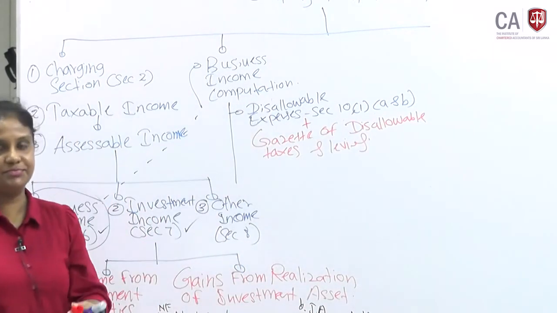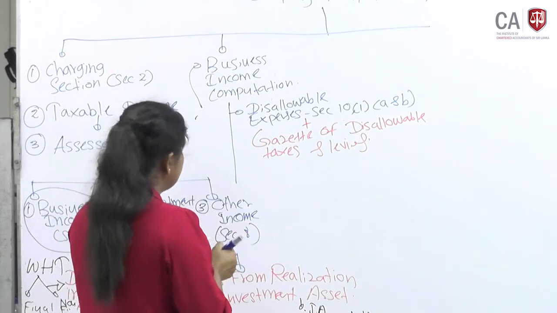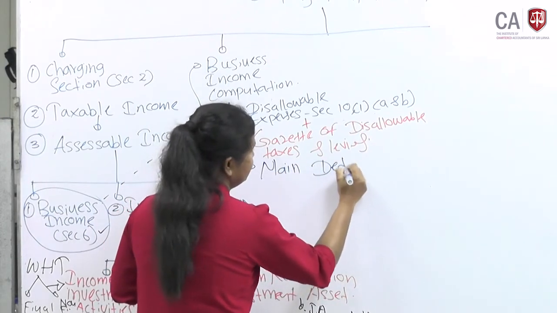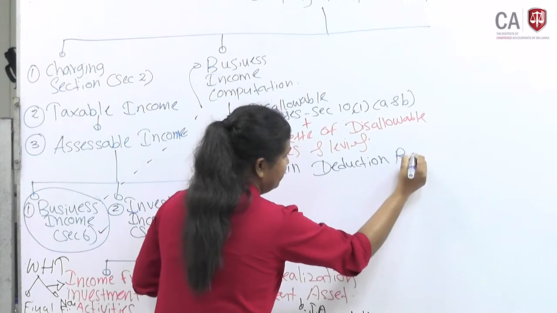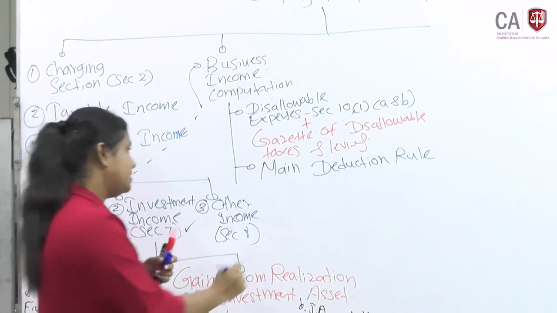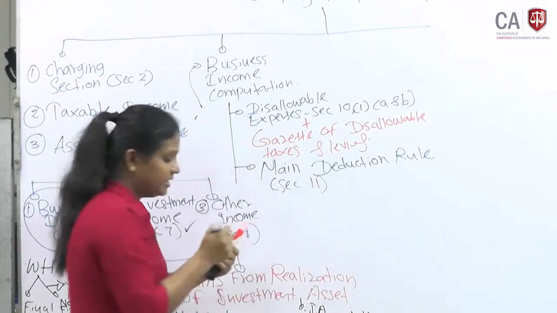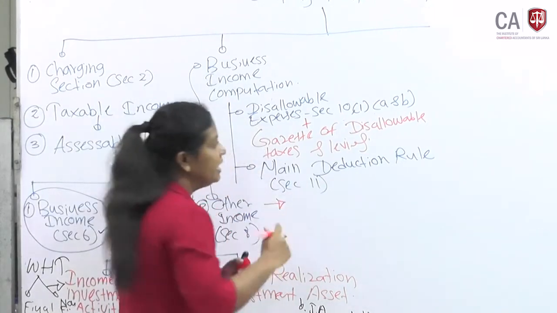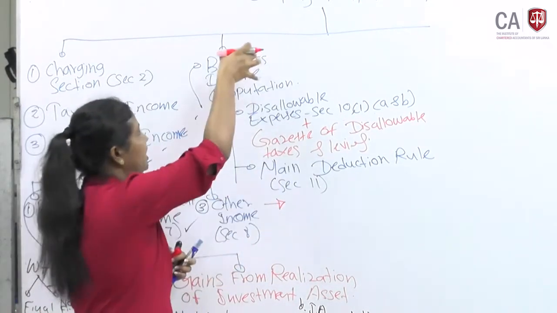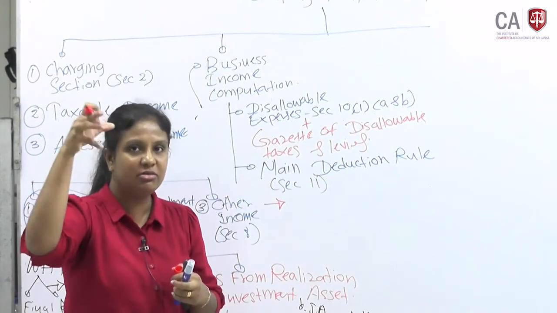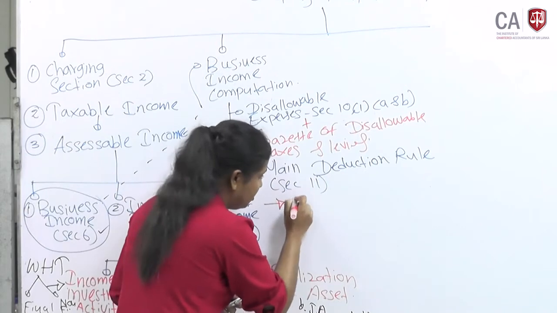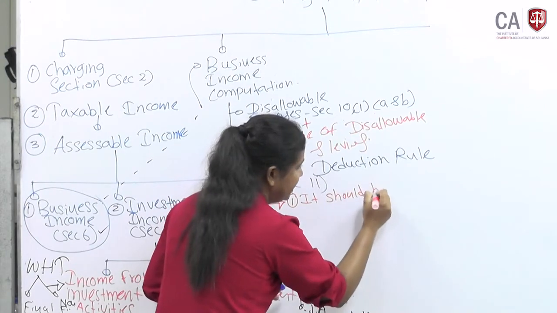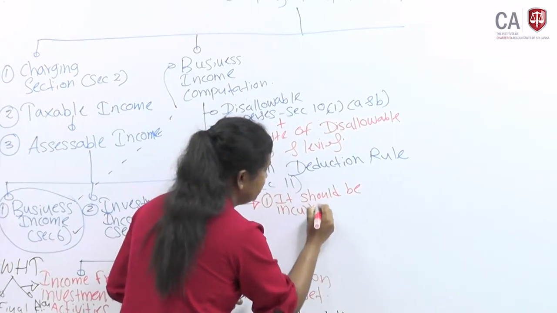Then the second part is the main deduction rule. What is the main deduction rule in section 11? I am going to highlight three things under that. The main deduction rule is for deducting any expenditure when arriving at business income. How are we going to determine that? The first criterion or condition is that it should be incurred for the production of income.